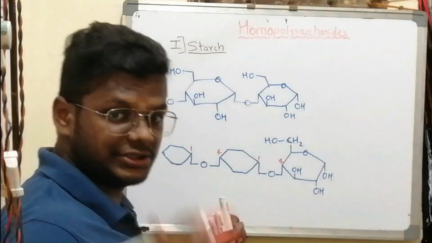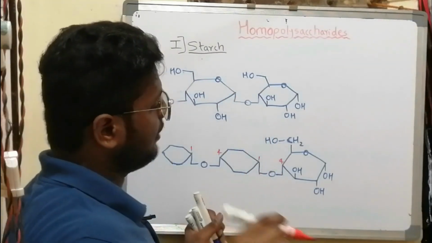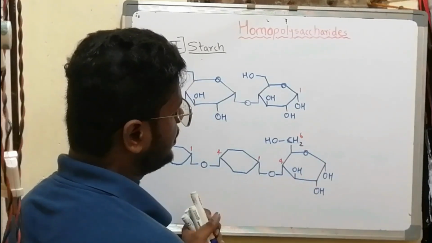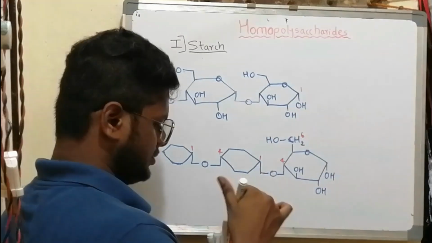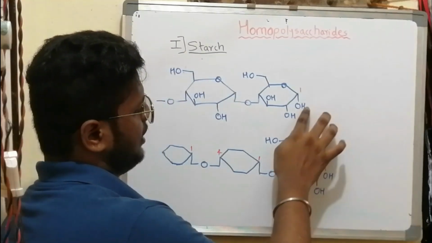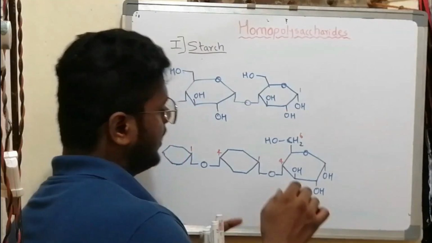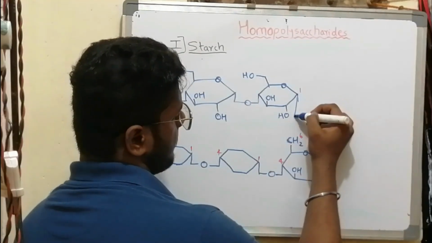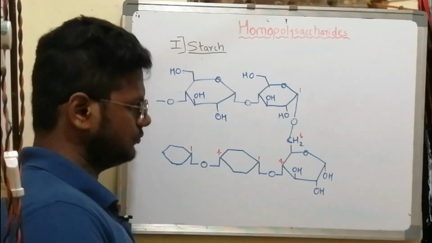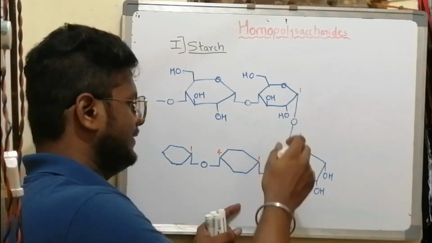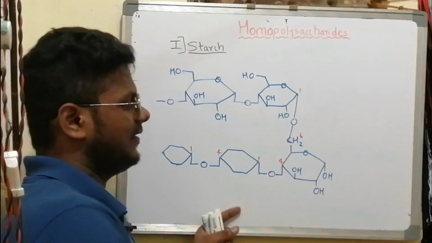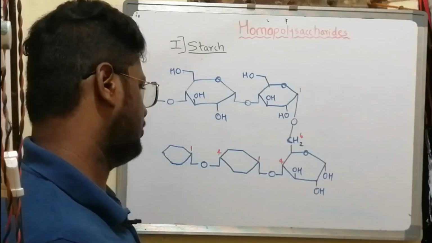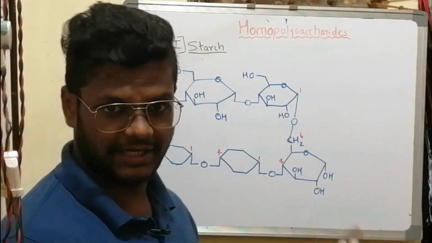But in amylopectin branching is also present. So the branching is at the 1,6 position. That means this is C1, this is C6. So the branching should be present between these two carbons. And if we remove the water molecule from here, we will be getting a bond somewhat like this. This is alpha 1,6 glycosidic linkage. Such types of branchings are present in amylopectin, and in amylose it is simple linear 1,4 glycosidic linkages.